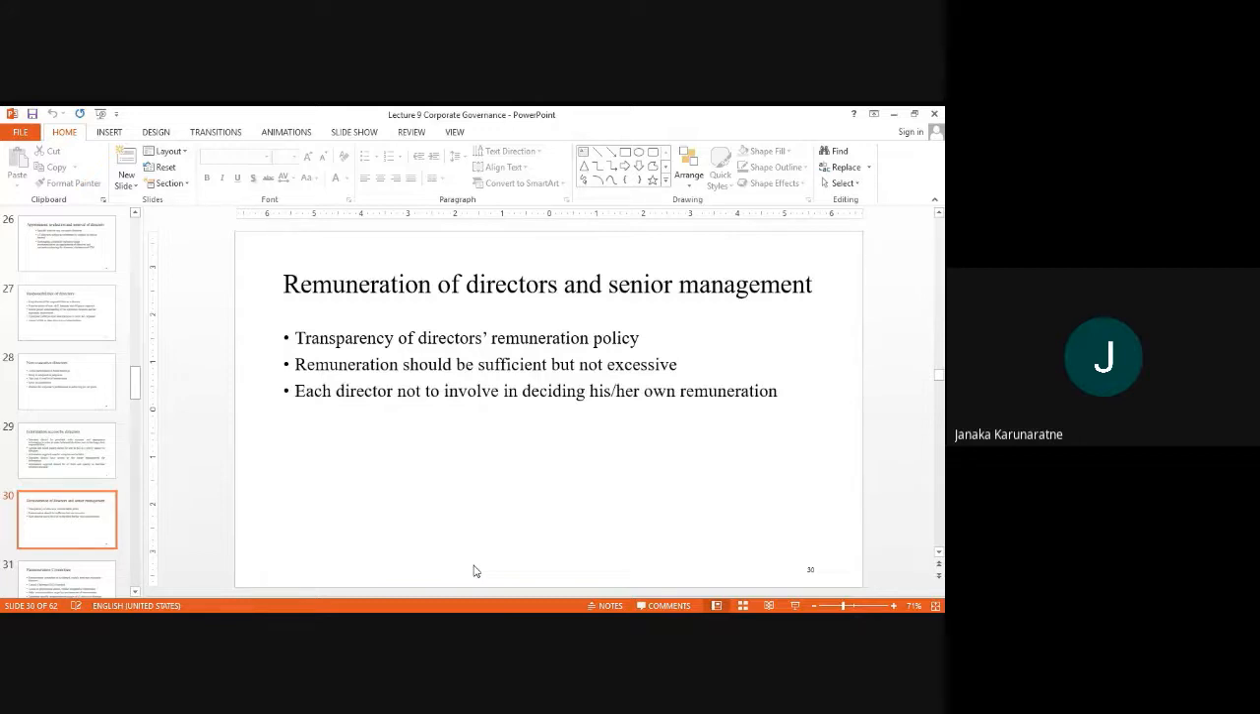Remuneration of directors and senior management. There should be transparency of directors' remuneration policy. So it should be a transparent process. No one can find fault with it. The remuneration should be sufficient but not excessive. For the directors, basically, only the director fee usually should be sufficient but not excessive. Each director should not be involved in deciding his or her own remuneration. Whenever remunerations are decided, each director should not get involved in deciding his or her own remuneration. So decisions could be taken by other directors independently without any conflict of interest.